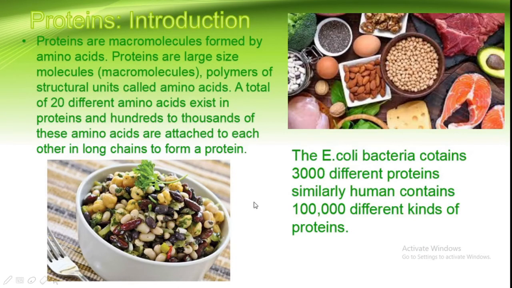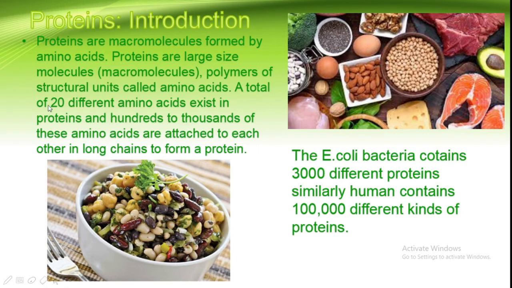So that was the topic about the carbohydrates, it was finished, and now we are going to learn about the new topic, the proteins. In the intro you are going to learn that proteins are macromolecules formed by the amino acids. Proteins are large size molecules, macromolecules, polymers of the structure unit called the amino acids. A total of 20 different amino acids exist in proteins, and hundreds to thousands of these amino acids are attached to each other in long chains to form a protein.